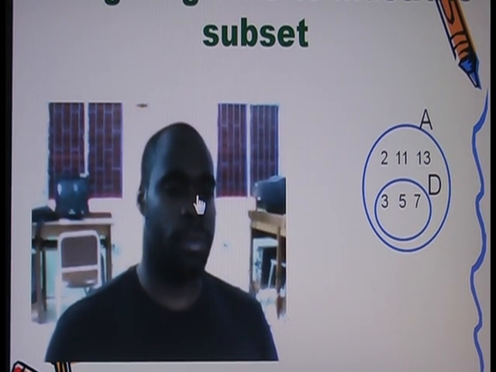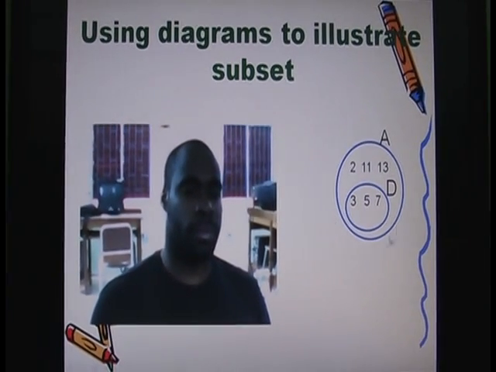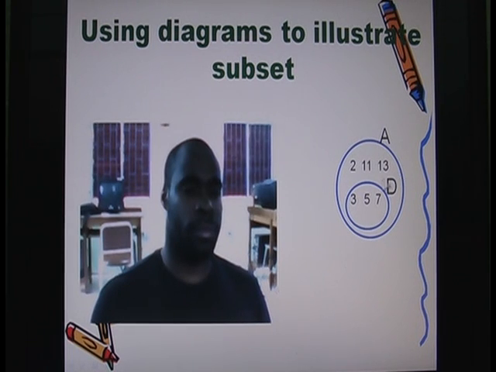Good. So all the members of set what? D are part of set A. So this is a diagram that you'd use to illustrate a subset. So when you see a circle in a circle, it means one set is a subset of the other set. So D is a subset of A.